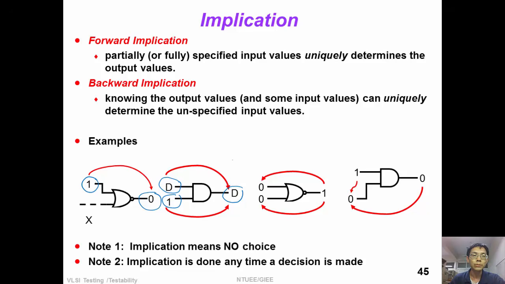For backward implication, we mean that knowing the output value and the sum of the input values, we can uniquely determine the unspecified input values. For example, for this 2-input NOR gate, if we want the output to be 1, then both of its two inputs must be 0. This is called backward implication.